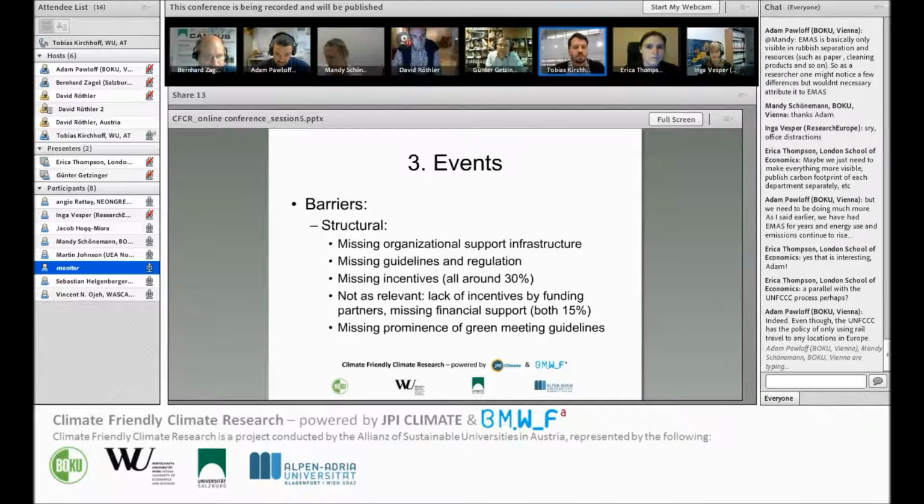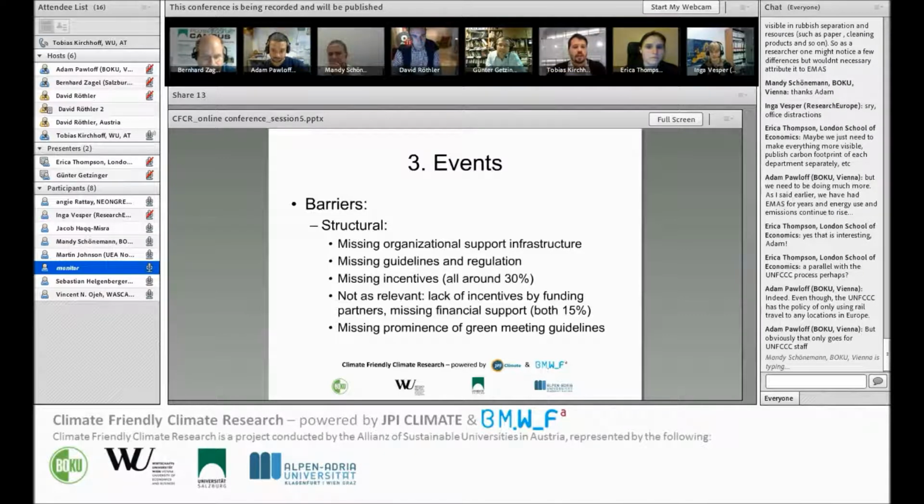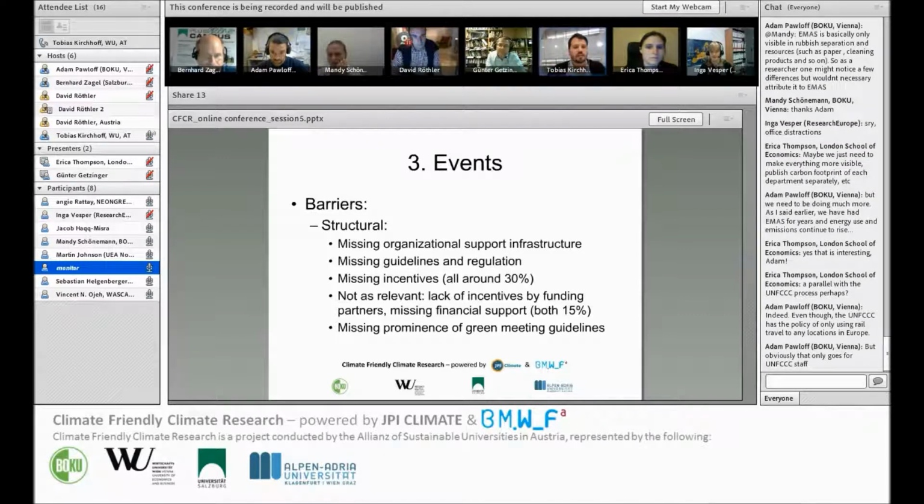So one thing would be to establish these guidelines. What researchers also see missing is incentives by their institutes. So all these above aspects, around 30% of the respondents indicated that they see that missing. And the incentives are related to the organizations they work at, and not, for example, the incentives by funding partners, which I will come to later, which are only at 15%, both with the missing financial support for organizing green events.